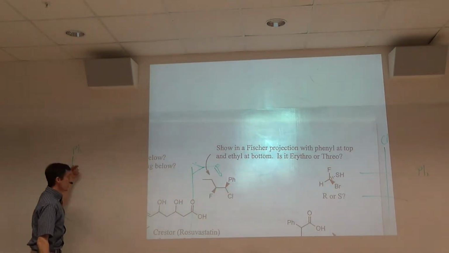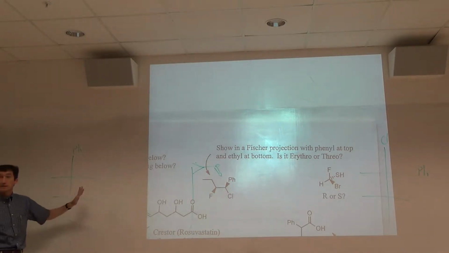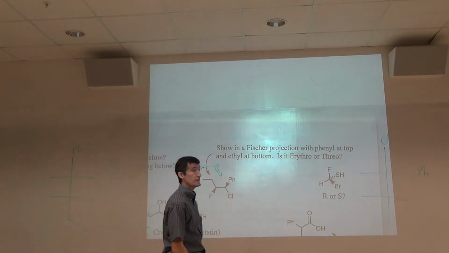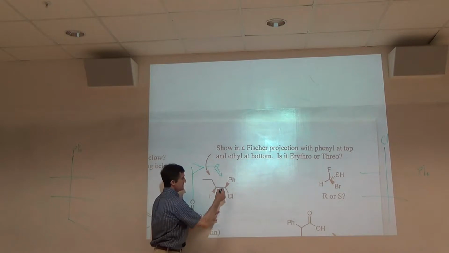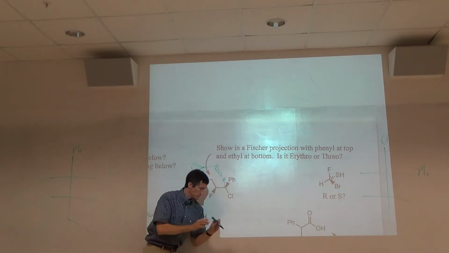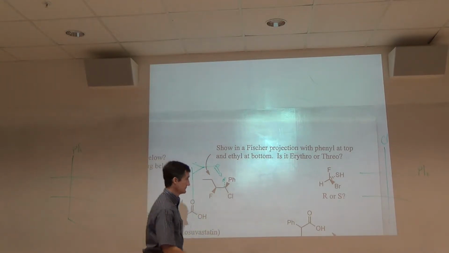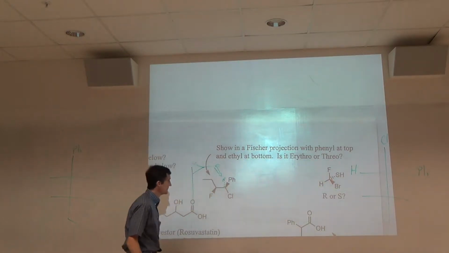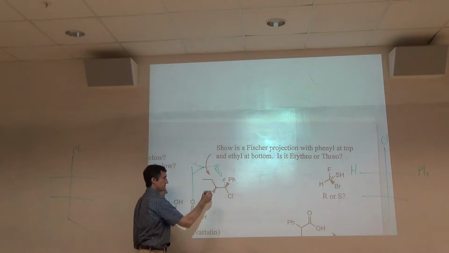You see, just because I was told to draw it like this at the end, doesn't mean I have to draw it like that to start with. So that's what I'm showing you here. Now the H here is going back. So if I'm looking through there, the chlorine's going away. Which side am I putting the H on? Left. All right. Now do this carbon.